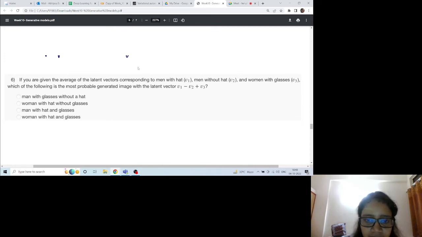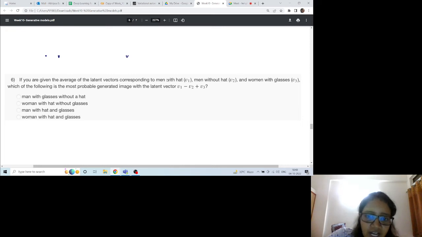So in the first vector, we have men with hat, and in the second vector we have men without hat. So when you subtract both, men gets subtracted. So we just have hat. And in the third vector we have women with glasses. So if there's no men, there should be women, plus hat plus glasses. You are absolutely right. So the answer becomes woman with hat and glasses, the fourth option.